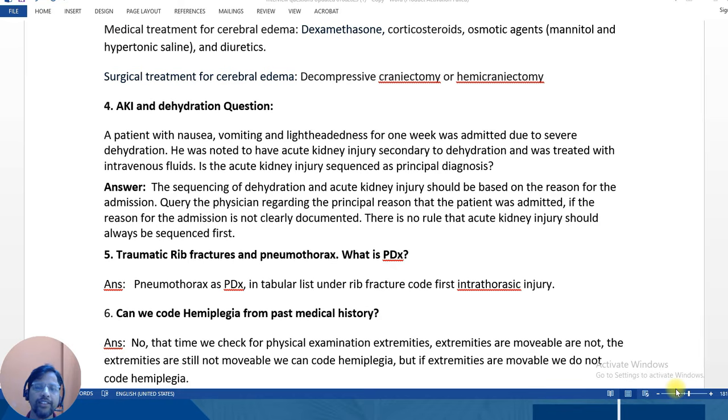If the reason for the admission is not clearly documented, there is no rule that acute kidney injury should always be sequenced first. Whenever you have confusion whether to code acute kidney injury or dehydration, you need to query the physician. If you code based on the workup, you can code dehydration as the PDX, because the physician has provided intravenous fluid administration. Otherwise, you can query the physician: what is the reason for the patient's admission?